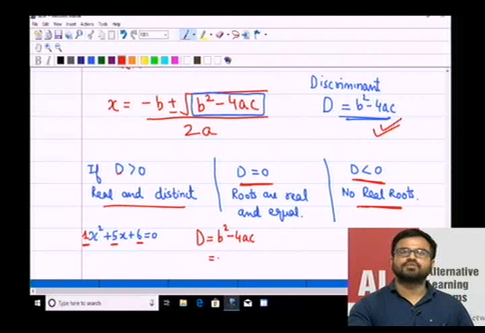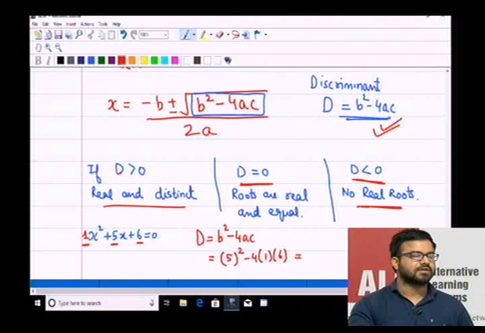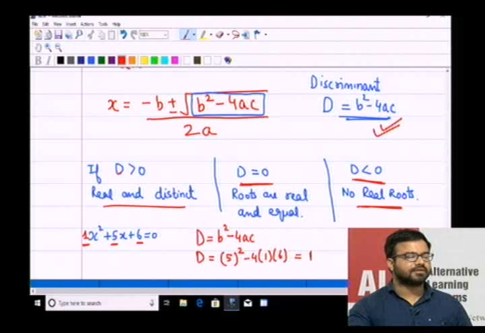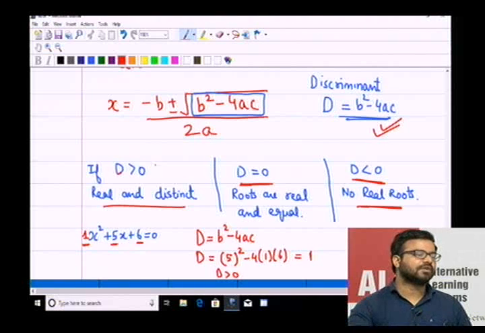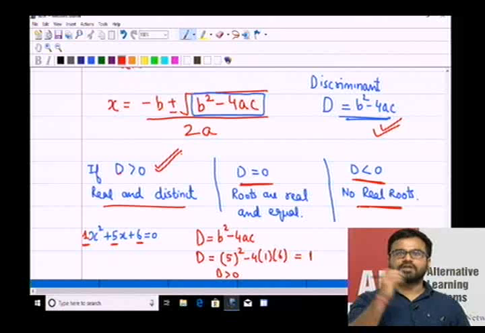So if I put it over here, B square, 5 square minus 4AC. So 5 square is 25, 25 minus 24, that is 1. So we are getting D as 1. If D is equal to 1, it means D is positive. Now if D is positive, we will go for the first case, that whatever the roots of this equation are, they will be real and distinct.